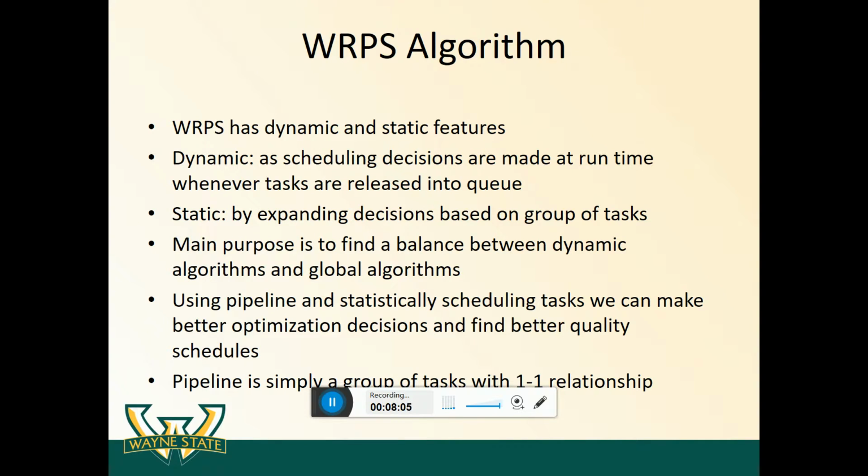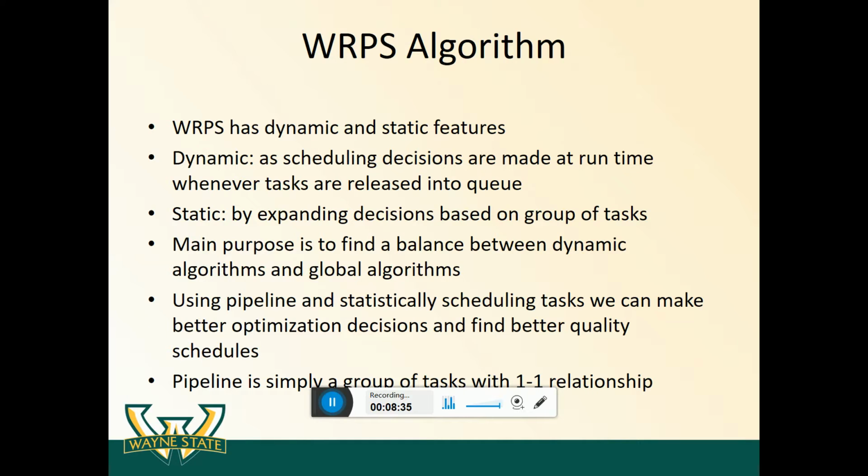WRPS has dynamic and static features. Its dynamicity lies in the fact that the scheduling decisions are made at runtime, every time tasks are released into the execution queue. This allows it to adapt to unexpected delays caused by poor estimates or by environmental changes such as performance variation, network congestion, and VM provisioning delays.